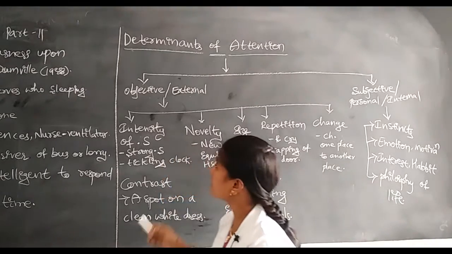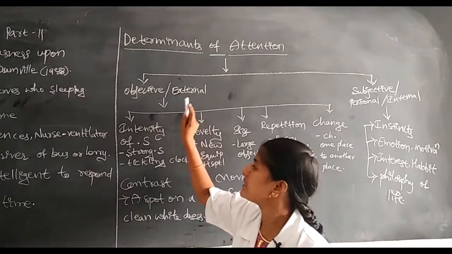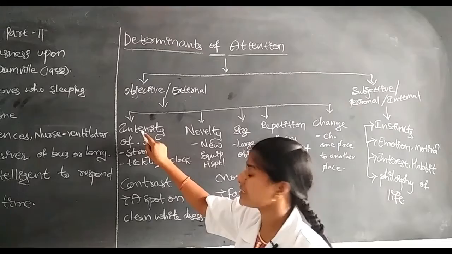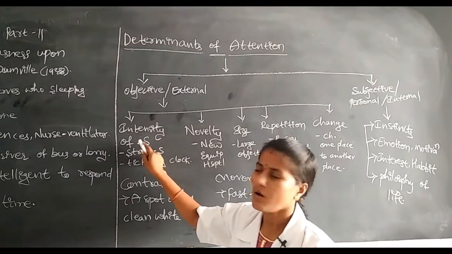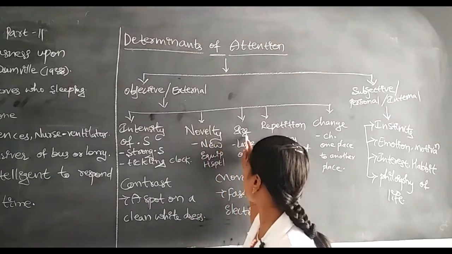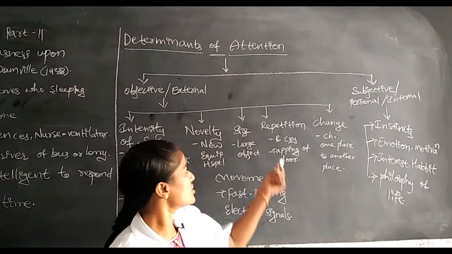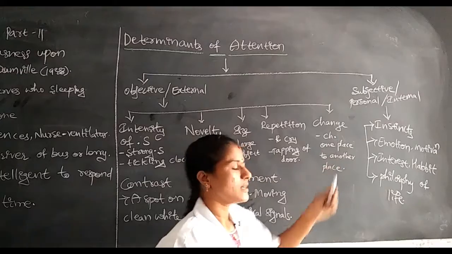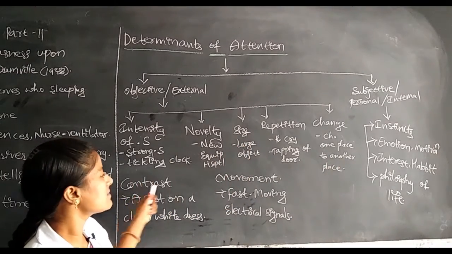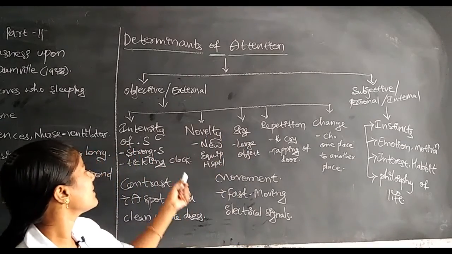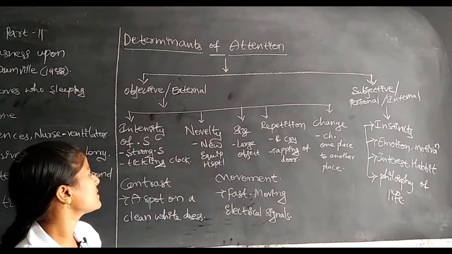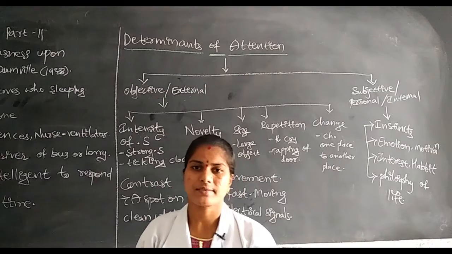In this, the first one is the external factors. In these, some types are there: intensity of stimuli, novelty, size, repetition, and change. Another one is the contrast. Another one is the movement. These are the subtopics. In these external factors, the first one is the intensity of stimulus.